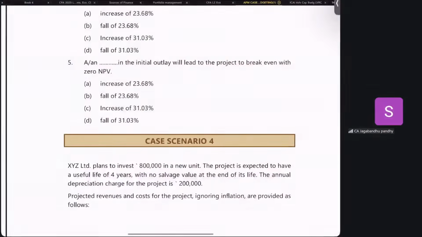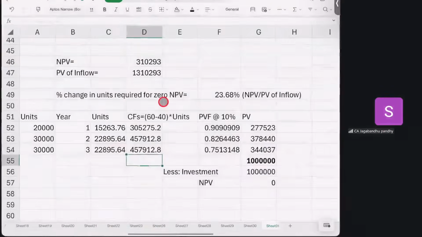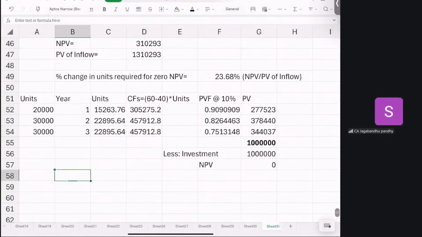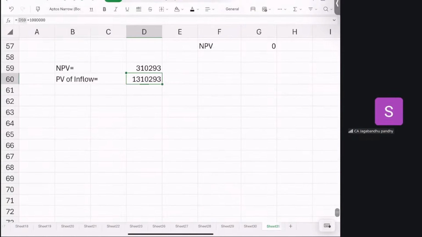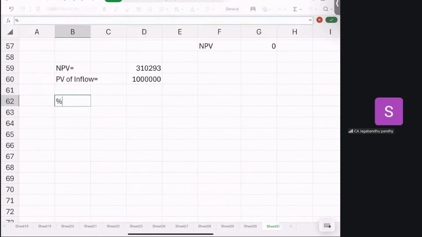Right. The next one. A dash in the initial outlay will lead to the project breaking even with 0 NPV. Now, as a percentage of initial outlay, you can say NPV. This NPV of inflow is 10 lakh. So what is the percentage change in initial outflow for 0 NPV?